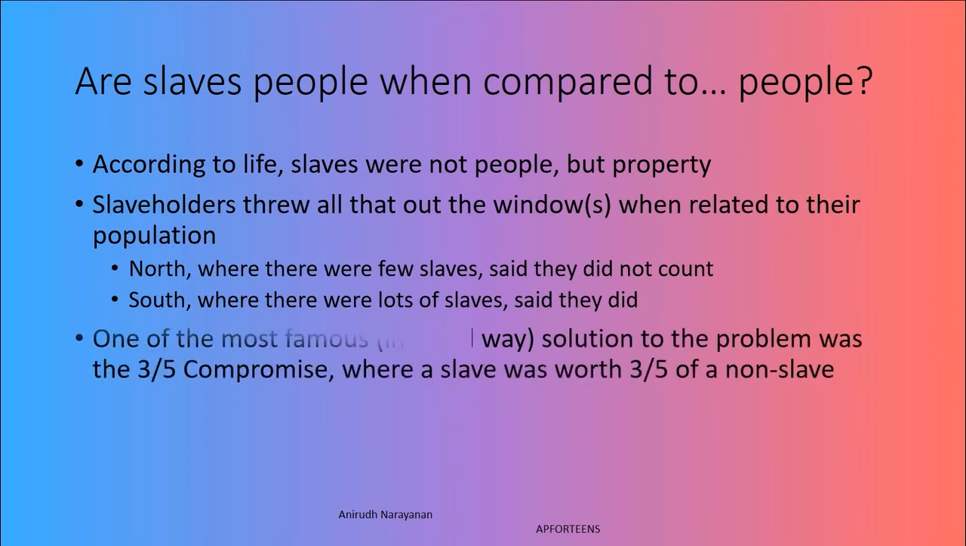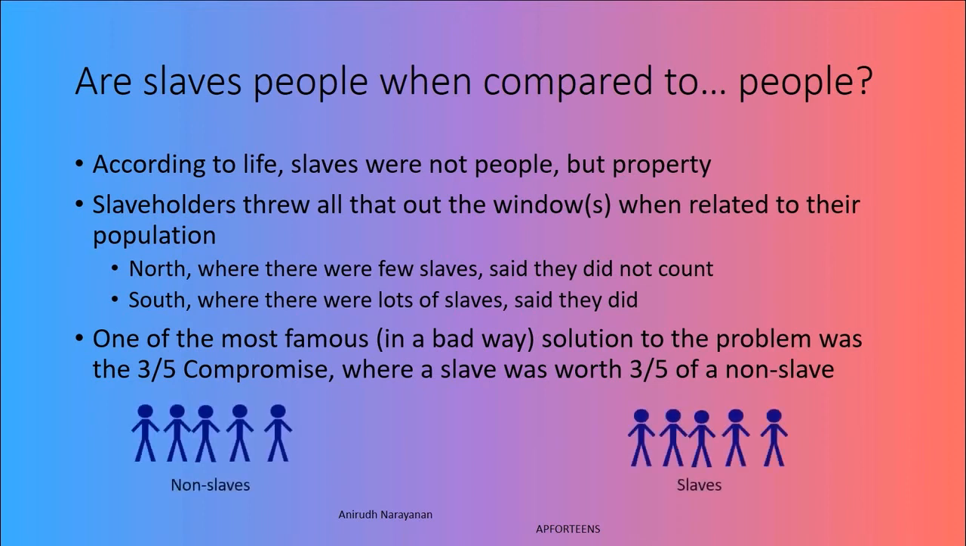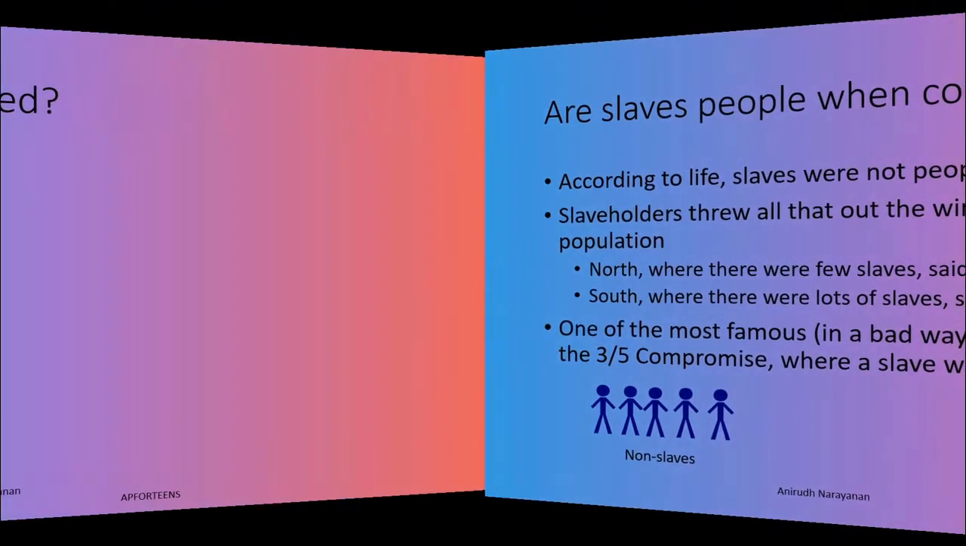They created a compromise, the 3/5 compromise, which is probably the worst compromise in the history of the United States, where a slave was worth 3/5 of a non-slave person. So as you can see, non-slaves versus slaves here, this is basically the equal representation, which obviously doesn't show equality under the law. But this is the times, and that's how they believed it to work.